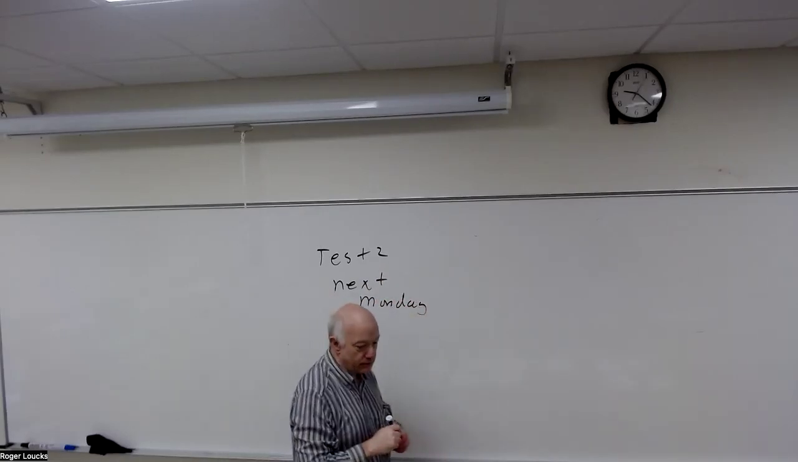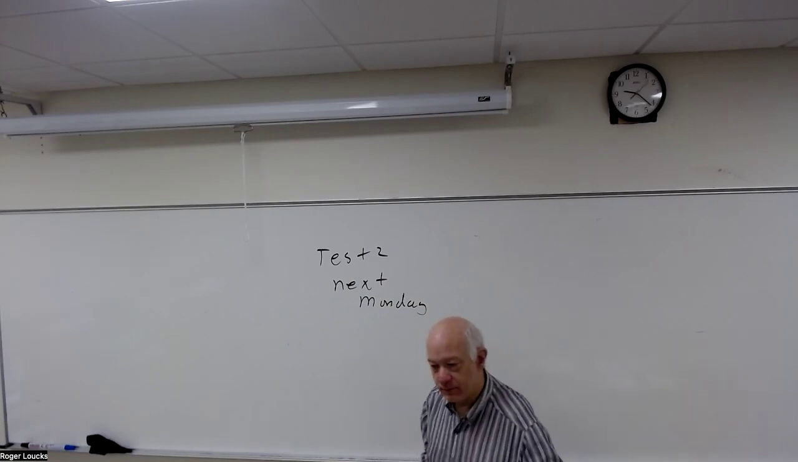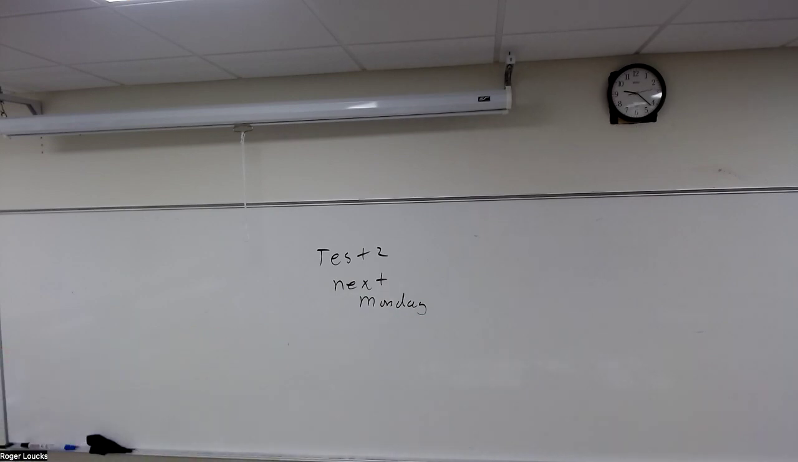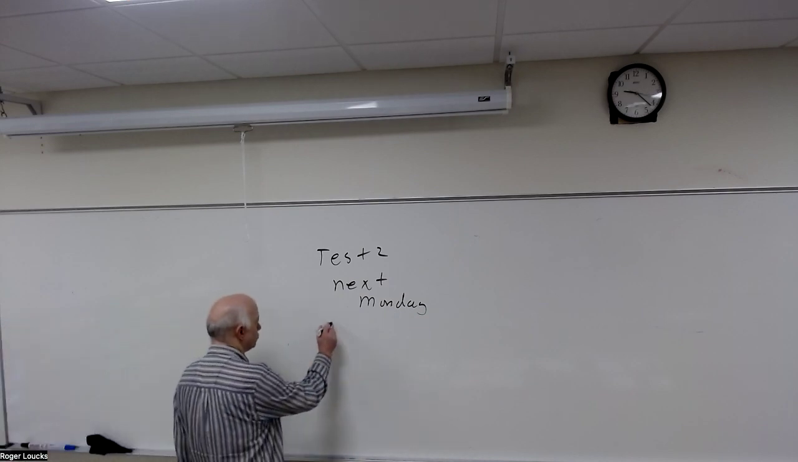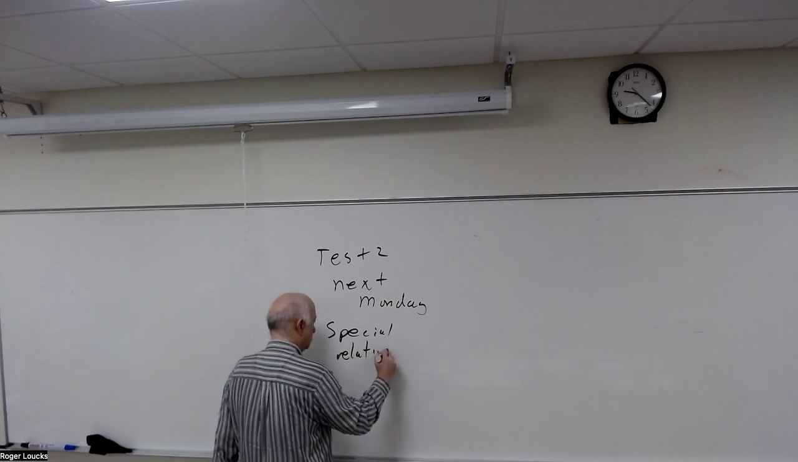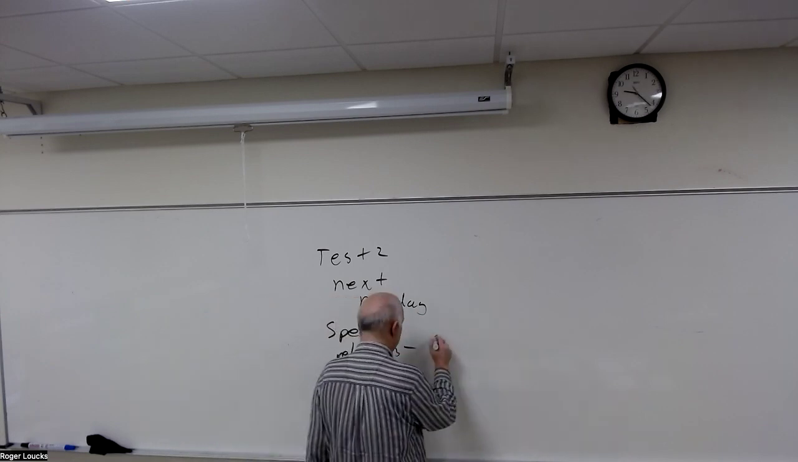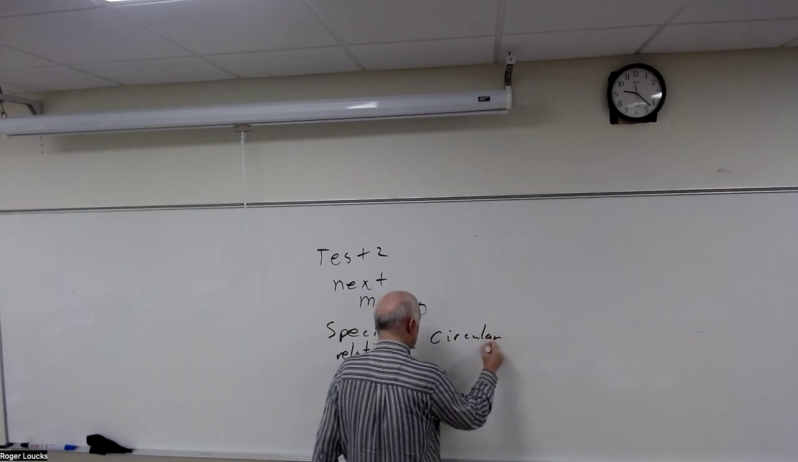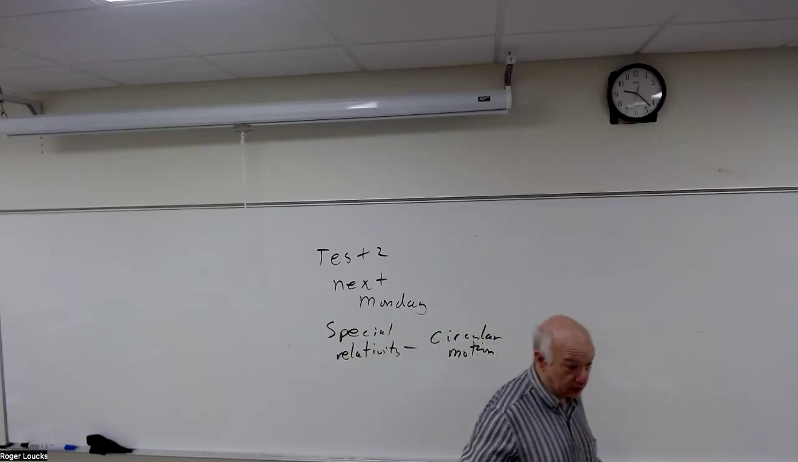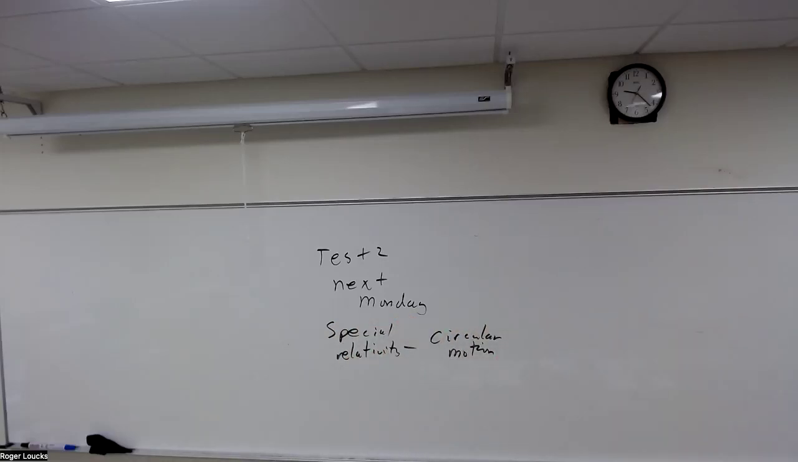Okay. What does it cover? It's going to start with special relativity and go up through circular motion. So it starts with special relativity. It goes up to circular motion. It's the same format as before because I only know how to give three types of tests. One for a class like this, one for non-science majors, and one for our program classes. I don't know how to give three tests.